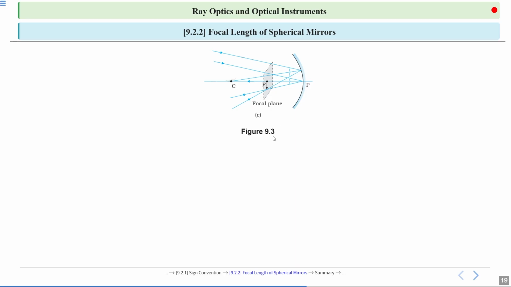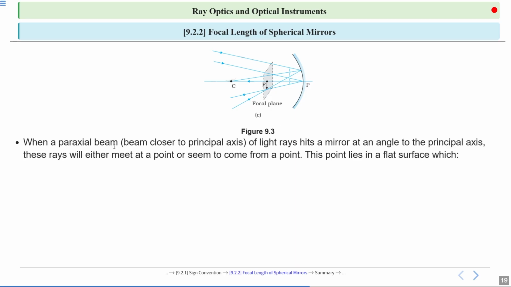Here is the focal plane. When a paraxial beam, what is paraxial? Two types of beams are there, paraxial and marginal. Paraxial means a beam closer to the principal axis. When rays of light are very close to the principal axis, they are called paraxial beams or paraxial rays. When rays are farther from the principal axis, or are incident on the edges of the mirror, they are called marginal rays. In our chapter we generally deal with paraxial rays or paraxial beams.